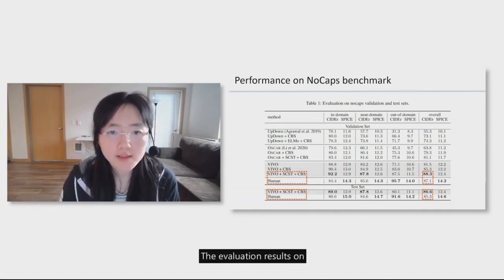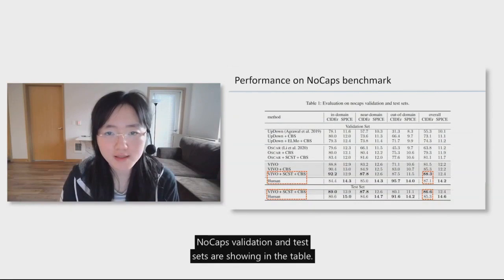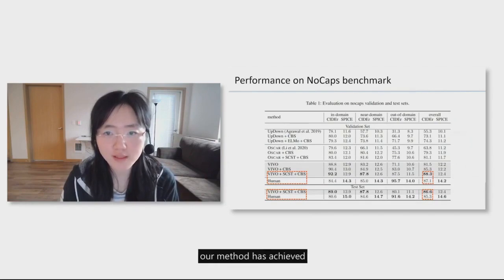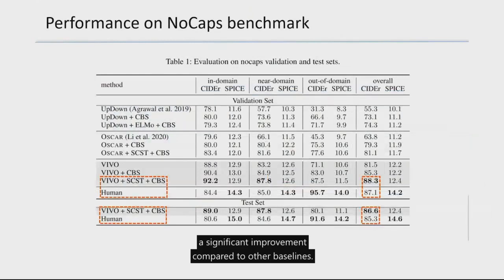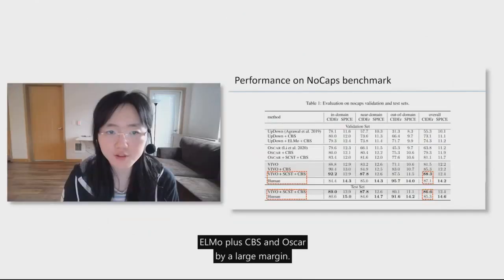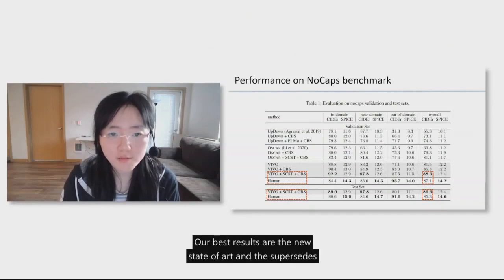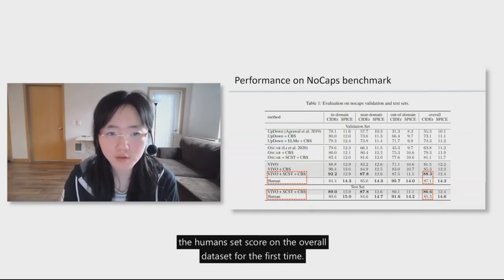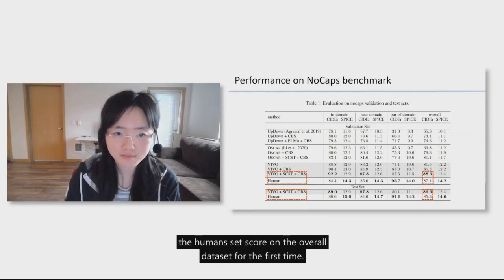The evaluation results on nocaps validation and test sets are shown in the table. By leveraging VIVO pre-training on the Open Images dataset, our method has achieved a significant improvement compared to all the baselines. Our plain version, VIVO, already outperforms UpDown plus ELMo plus CBS and Oscar by a large margin. And our best results are the new state of the art and surpass the human CIDEr score on the overall dataset for the first time.